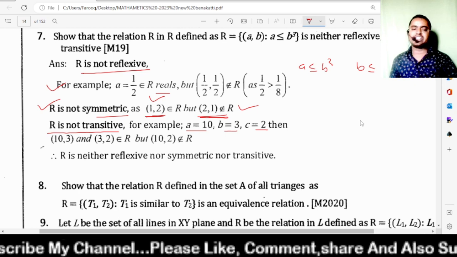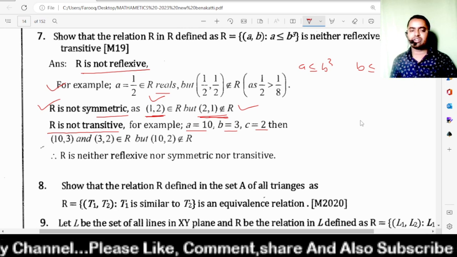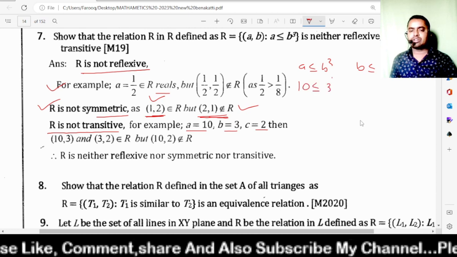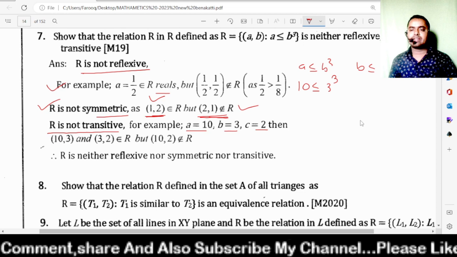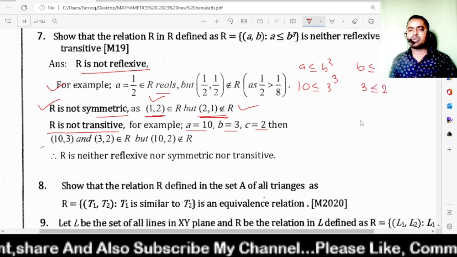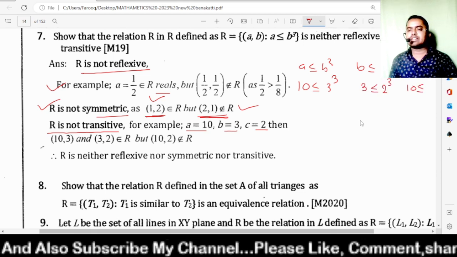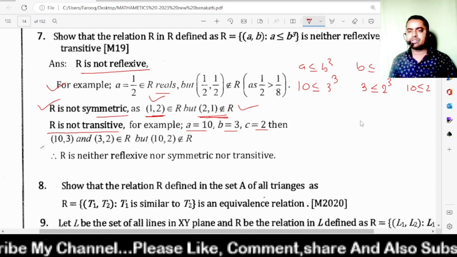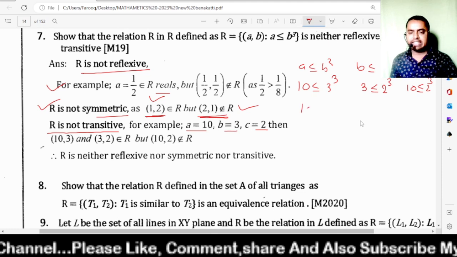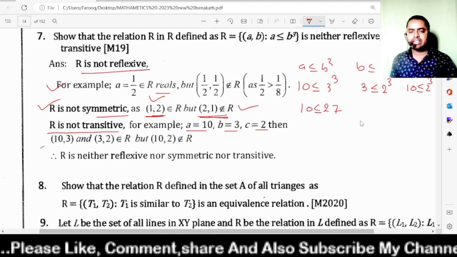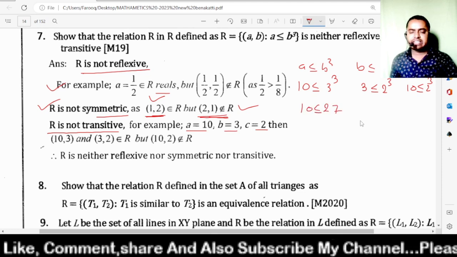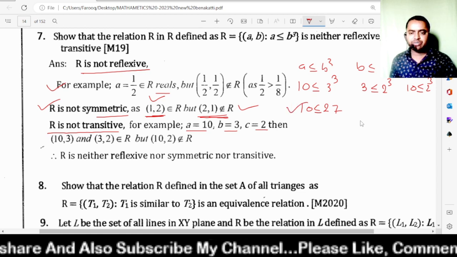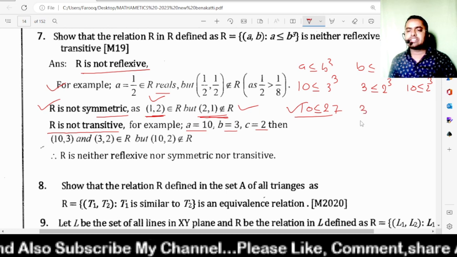If it is true, then it is transitive. If it is not true, then it is not transitive. A is 10, and 10 is less than or equal to 3 cube. B is 3, and 3 is less than or equal to 2 cube. A means 10, C means 2 cube. See here, 10 is less than or equal to 27. It is true. Yes, 3 is less than or equal to 8.